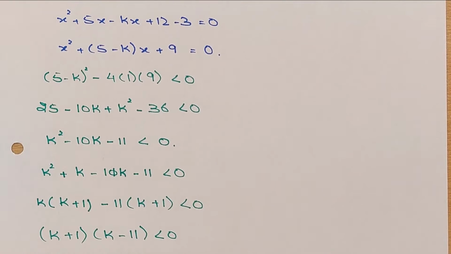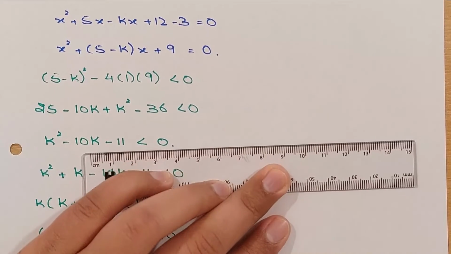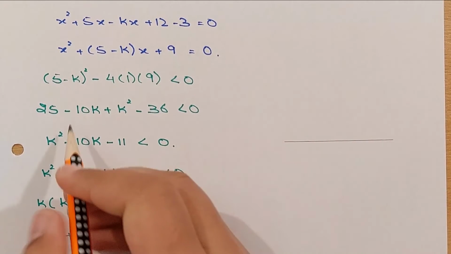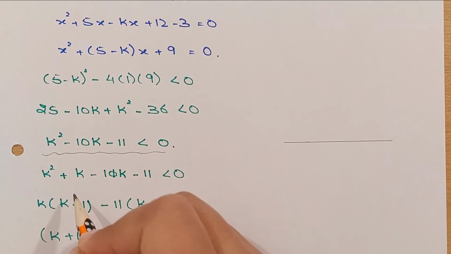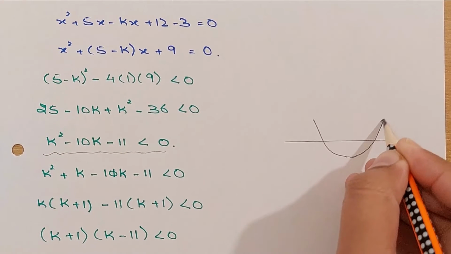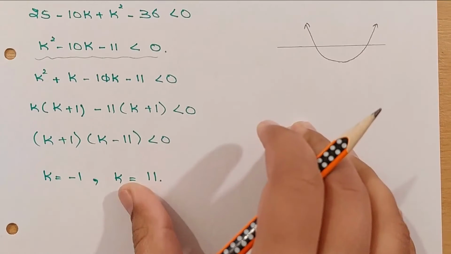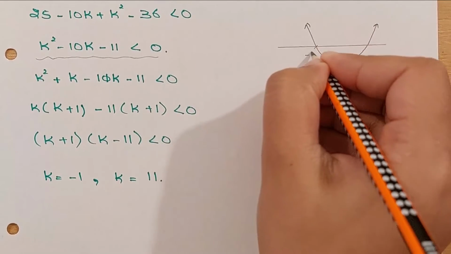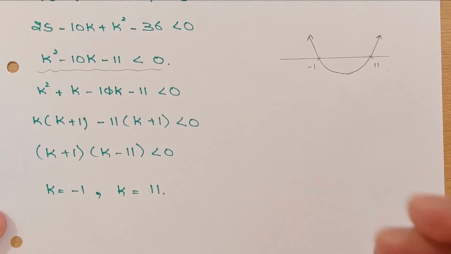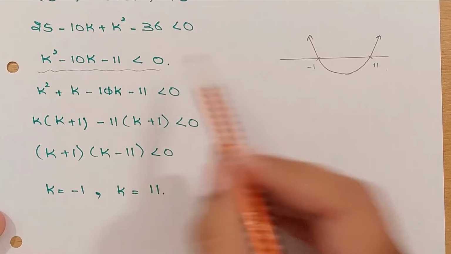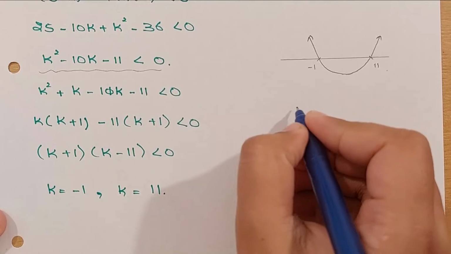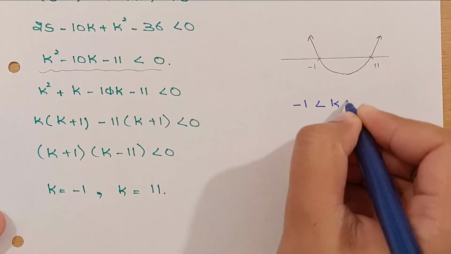Okay, so let me draw this parabola and we will check in which interval we have the values of k. As you can see, this is a quadratic equation in the variable k, and its k square coefficient is positive, so the opening of the parabola is upward, right? And we have two roots for k, minus 1 and 11. So let's say this root is minus 1, this root is 11. Now we have to find when this curve is less than 0, which is the lower portion. So it is less than 0 when the k value is between minus 1 and 11.